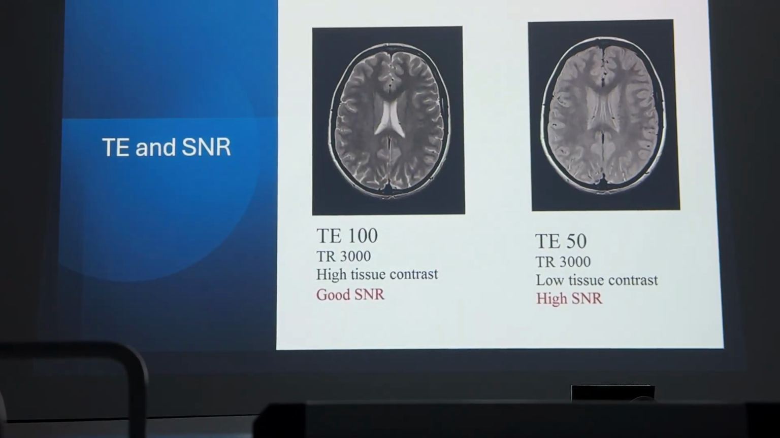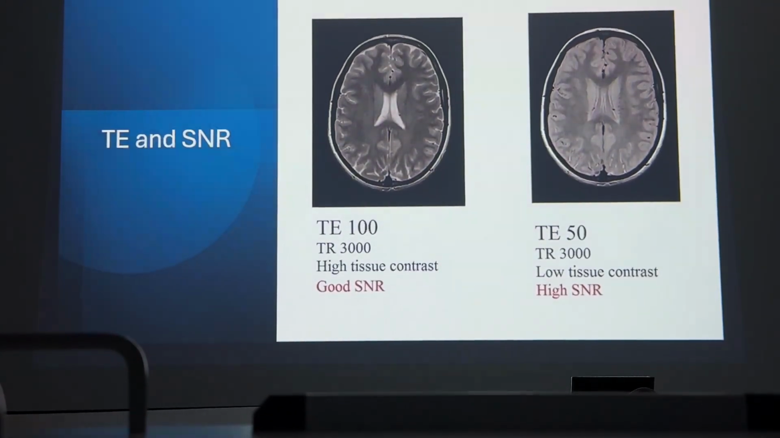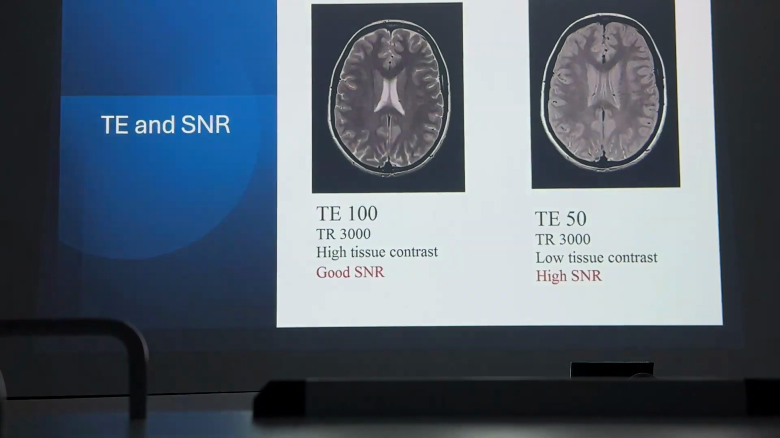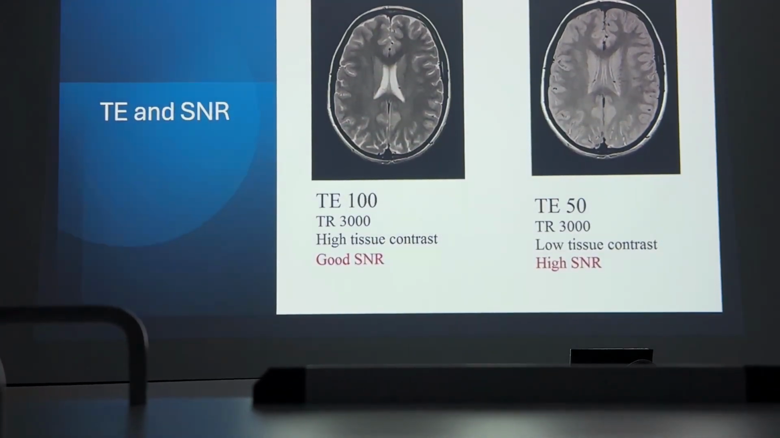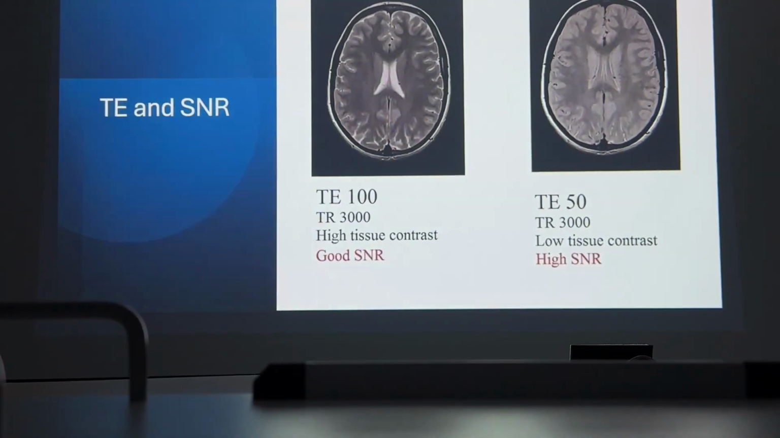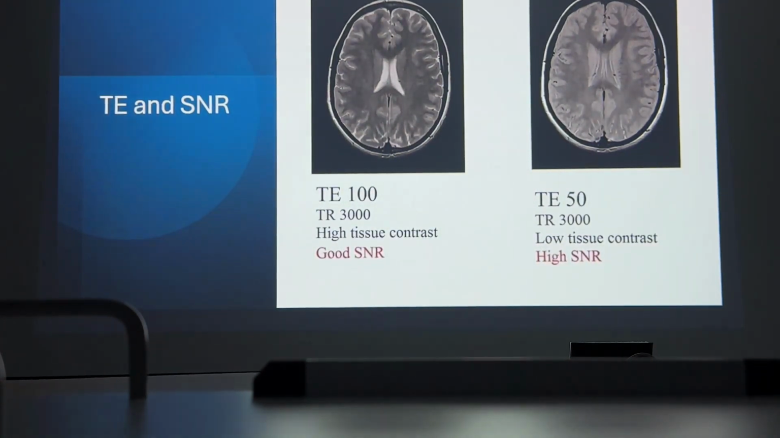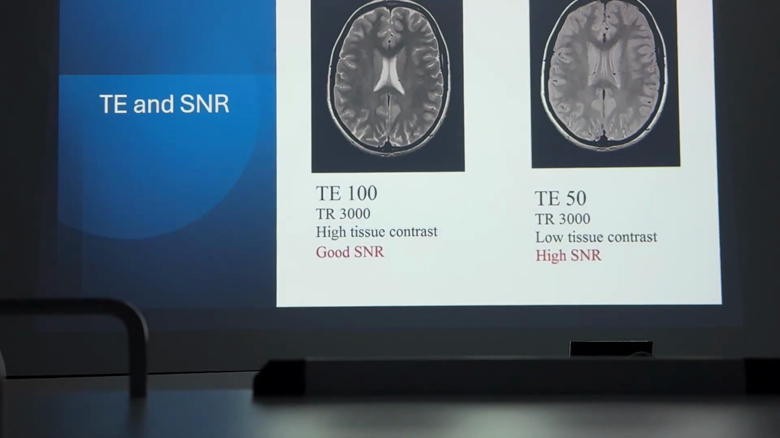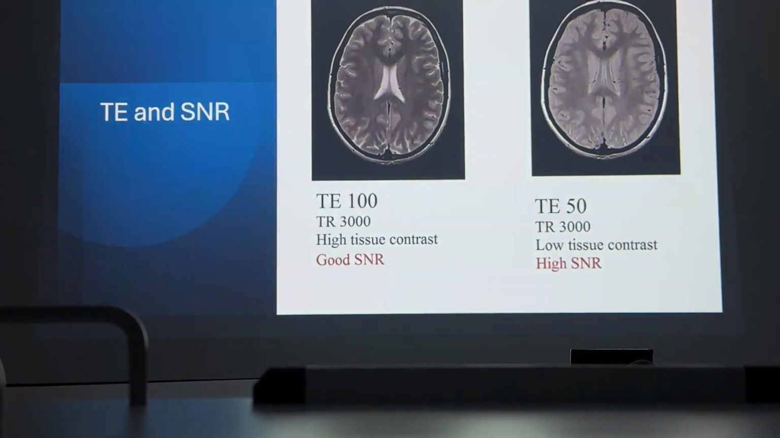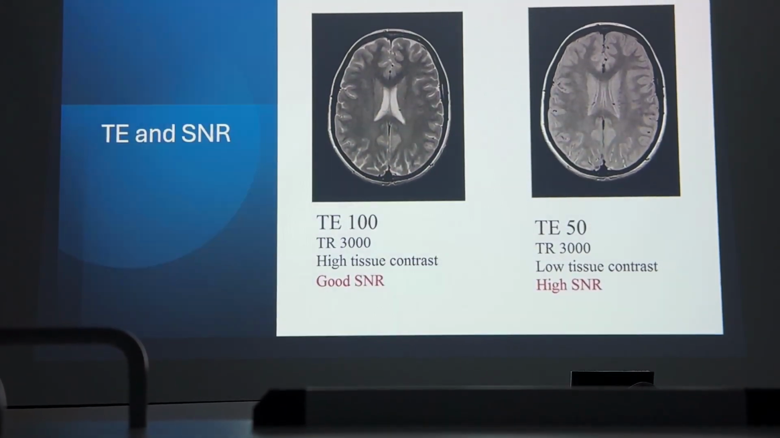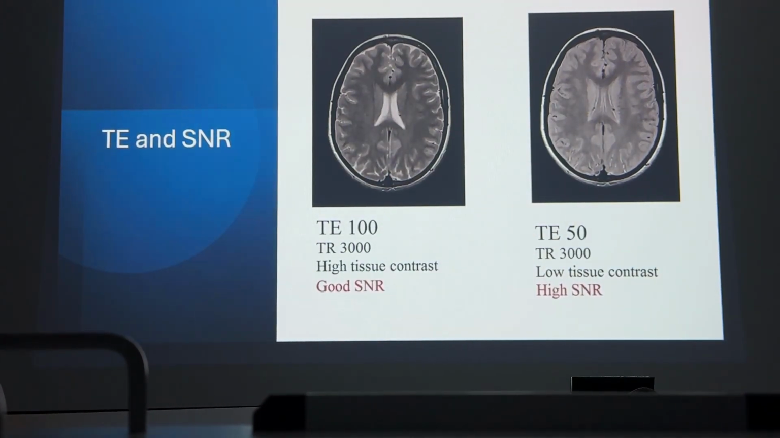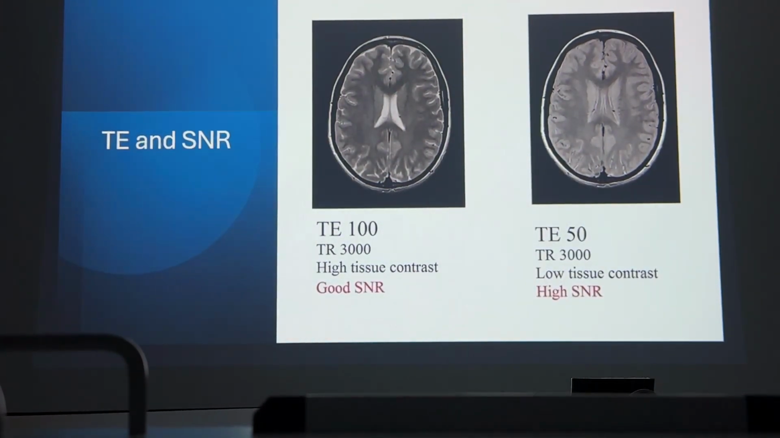And of course, if we decrease the TE, this will enhance the signal to noise ratio and make the image better in quality. But remember that if we extremely reduce the TE, then this will affect the T2 signal, and affect the sequence and the interpretation of the image.